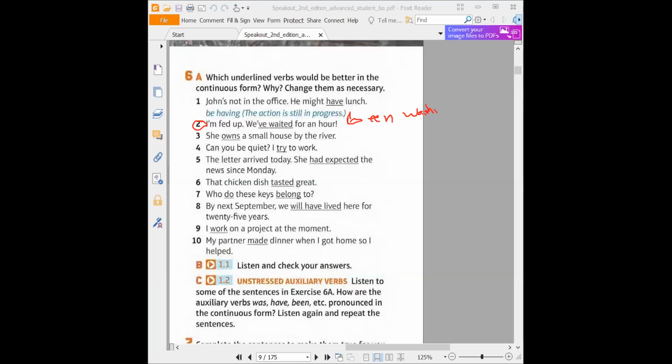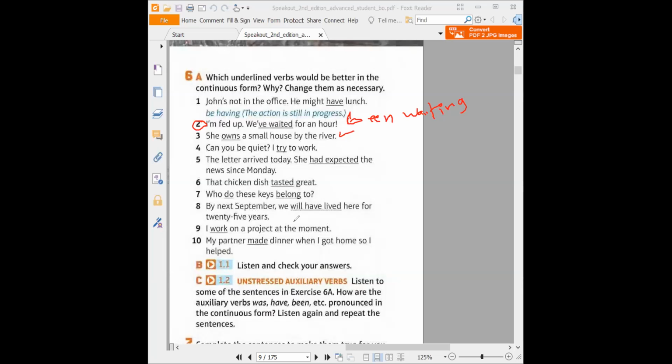She owns a small house by the river. I'm not sure about this. So number 3 says she owns a small house by the river. It's correct. That's why you're not sure about it. What are we going to change in it? This is very confusing when it comes to the exam. This one is really easy, but other questions just make you think about an answer. Well, it's just correct.